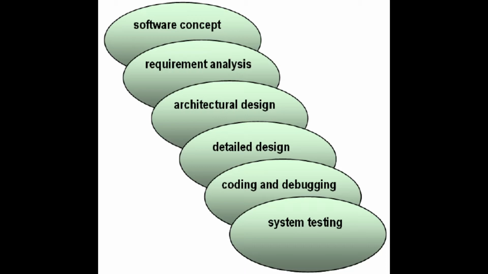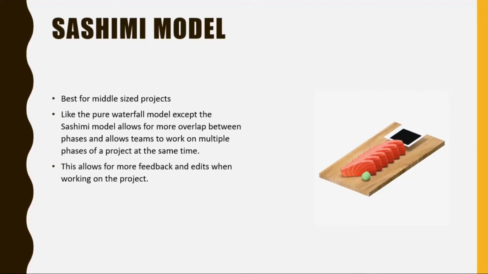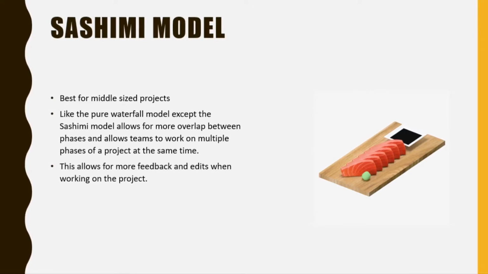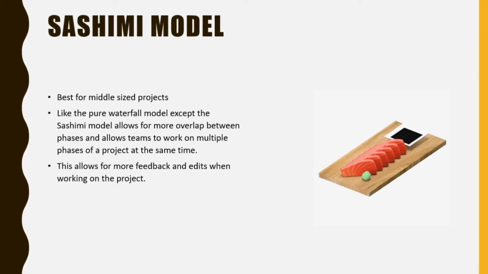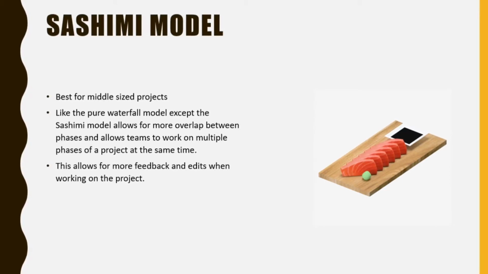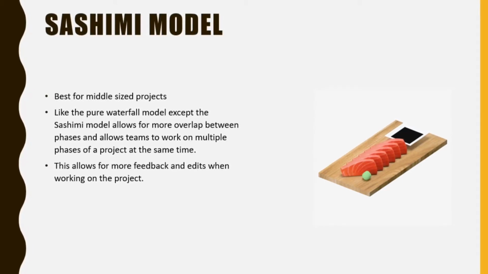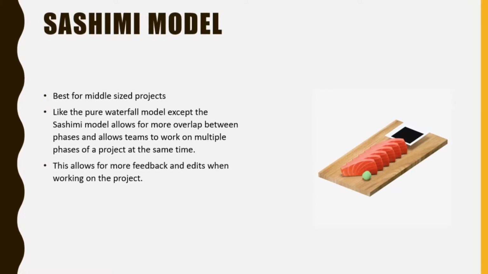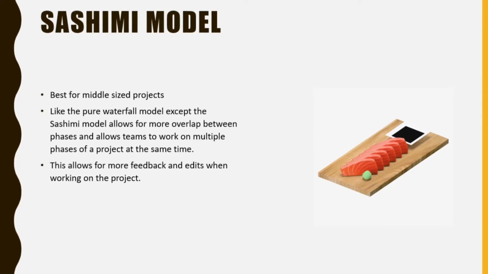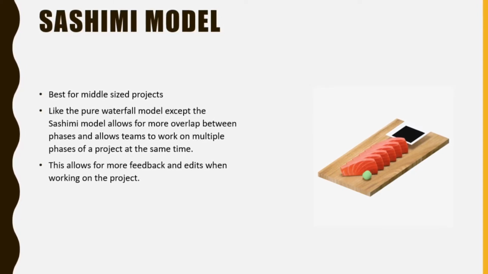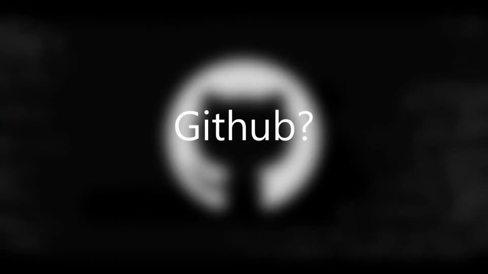For example, before you finish working on the software concept, you can have already started on the requirements analysis. Also, it requires less documentation than the pure waterfall model because this allows for more continuity between each step, as teams are aware of the progress being made as it occurs. This allows for more feedback and edits when working on the project itself. However, because there is overlap in the phases, this can cause problems in communication as it can be hard to track progress and determine when a phase is officially completed.